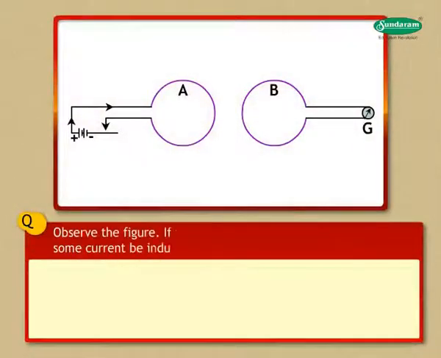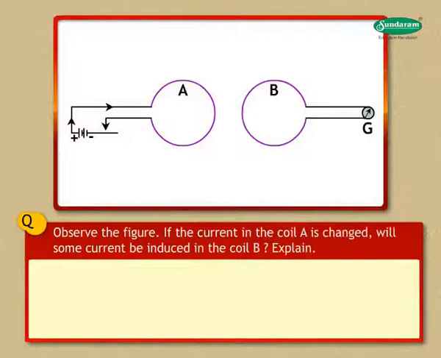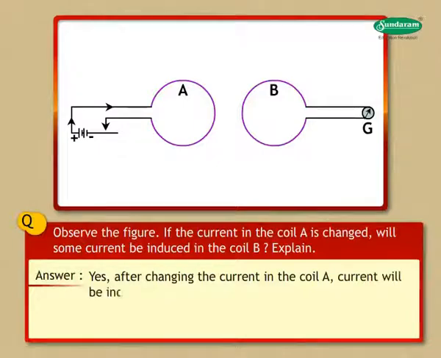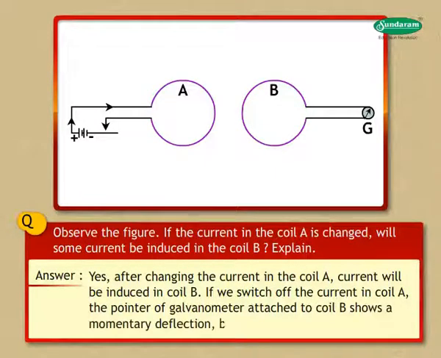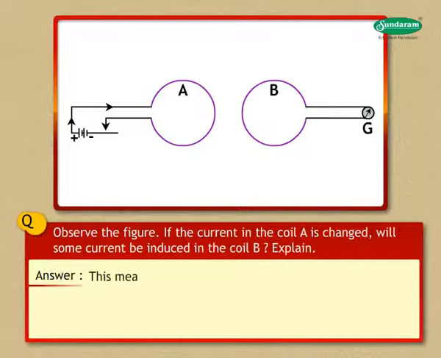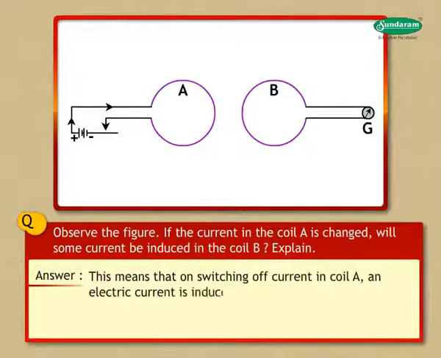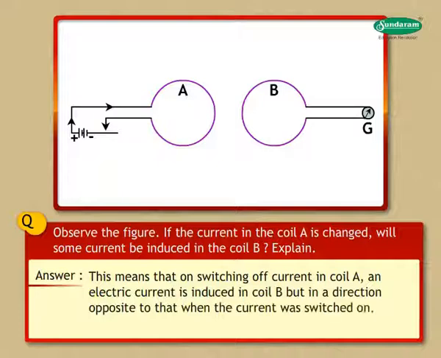Question. Observe the figure. If the current in the coil A is changed, will some current be induced in the coil B? Explain. Yes, after changing the current in the coil A, current will be induced in coil B. If we switch off the current in coil A, the pointer of galvanometer attached to coil B shows a momentary deflection but on the opposite side. This means that on switching off current in coil A, an electric current is induced in coil B but in a direction opposite to that when the current was switched on.